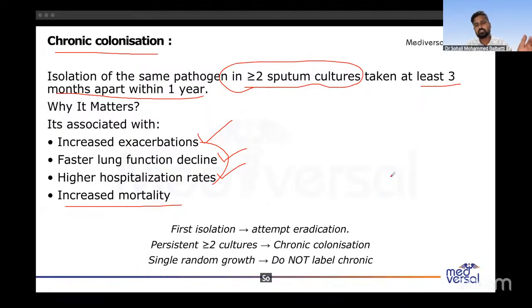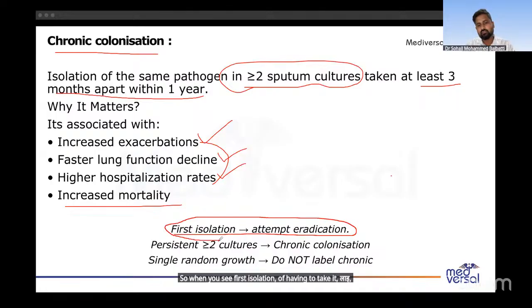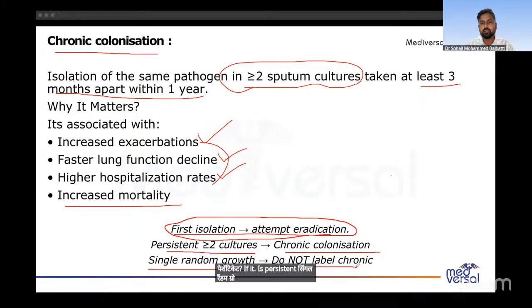So when you see first isolation of Pseudomonas, you always have to attempt to eradicate. Don't just take it lightly. When you see a first isolation of Pseudomonas organism in a bronchiectatic patient, try to eradicate it. Otherwise, the prognosis is worse. If it is persistent, then it is called chronic colonization. If it is a single random growth, then don't label it as chronic. If it is more than 2 sputum cultures taken at least 3 months apart within a 1 year span, then it is considered a chronic colonization.